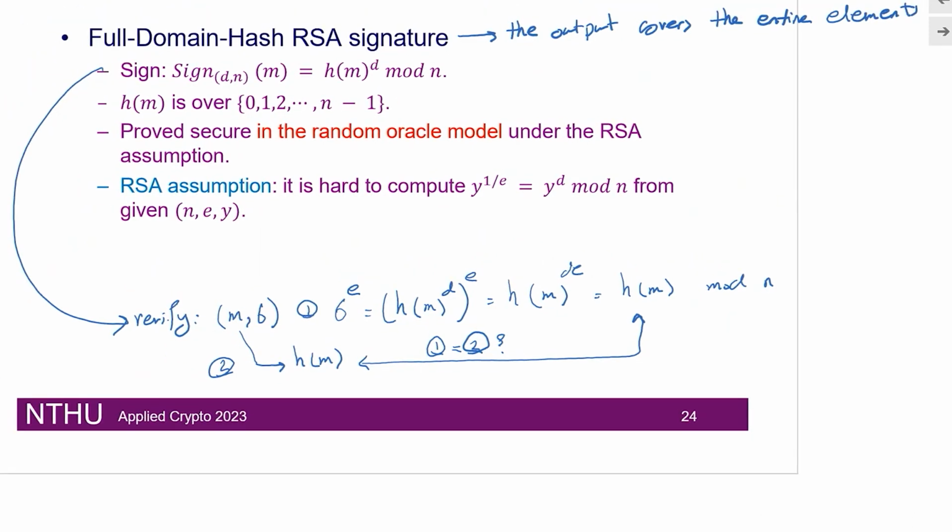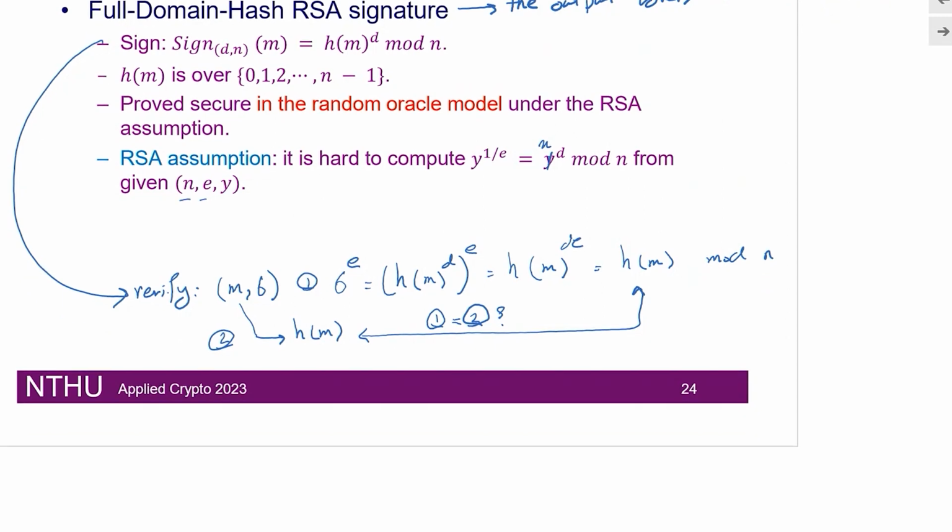So today what we are going to do is to prove that this design is secure in a random oracle model under the RSA assumption. So what was the RSA assumption? I think this is a typo over here. This should be X. So it is hard to compute the eth root, right? That means that given n, e, which is the public key, and this y, where y is some x to the d mod n, it is hard to recover x given this information, right? So we know that this is the RSA assumption.